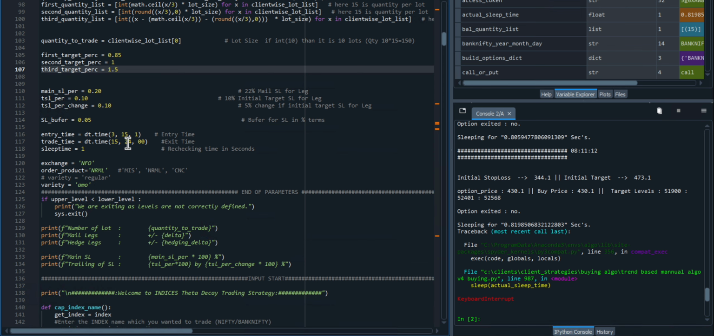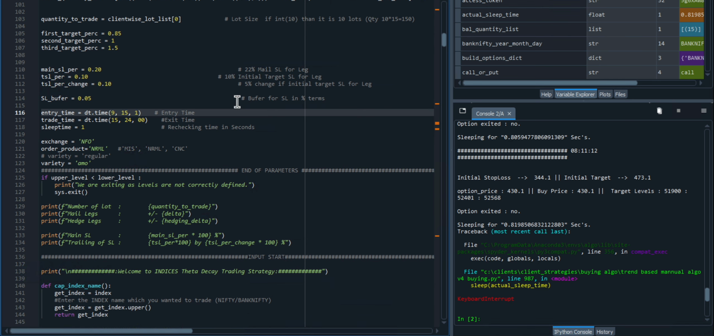We have also defined the time range. Now this time starts at 9:15. So after 9:15 anytime, or you can also define that I want to set 9:20. I don't want to take any entry before 9:20, so just put 9:20. Even though you run the code, it will not take any entry.